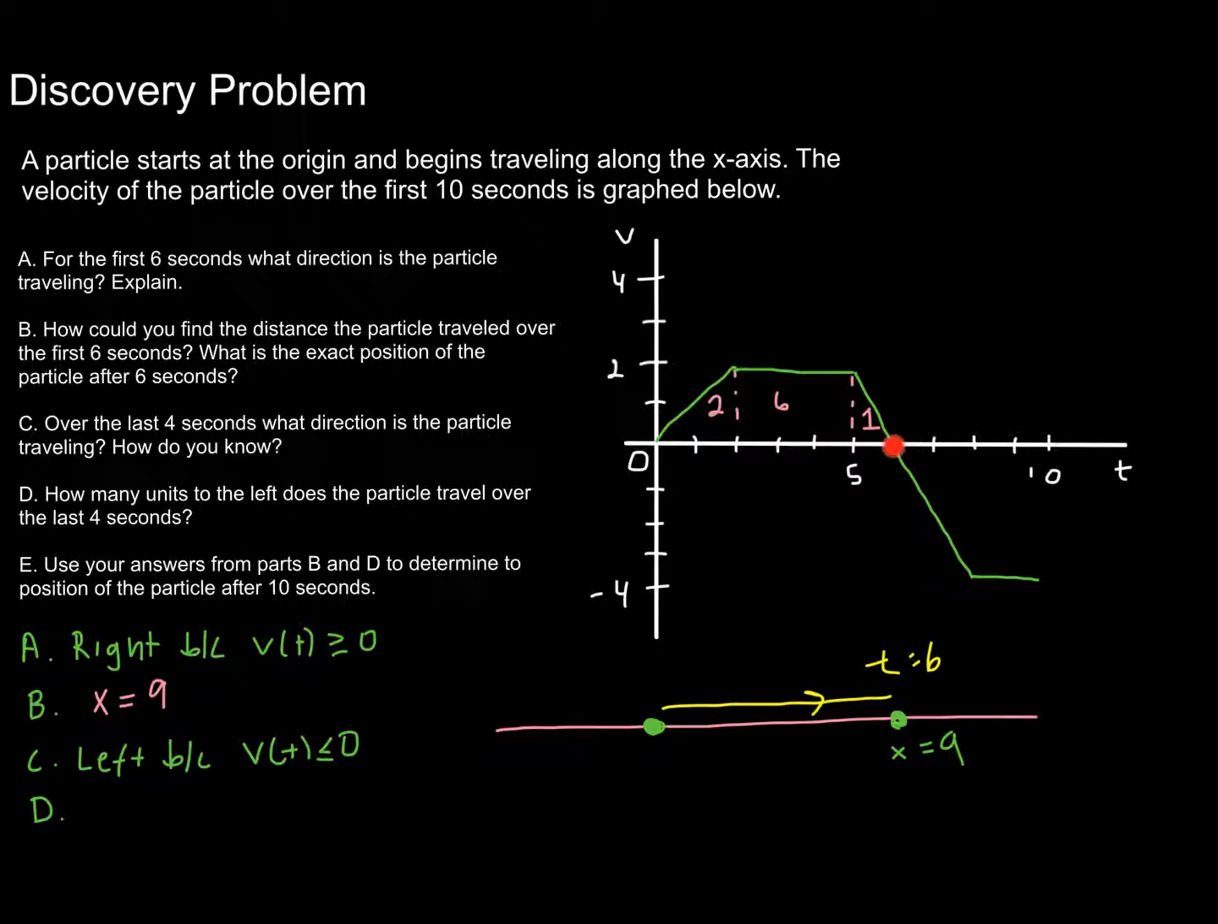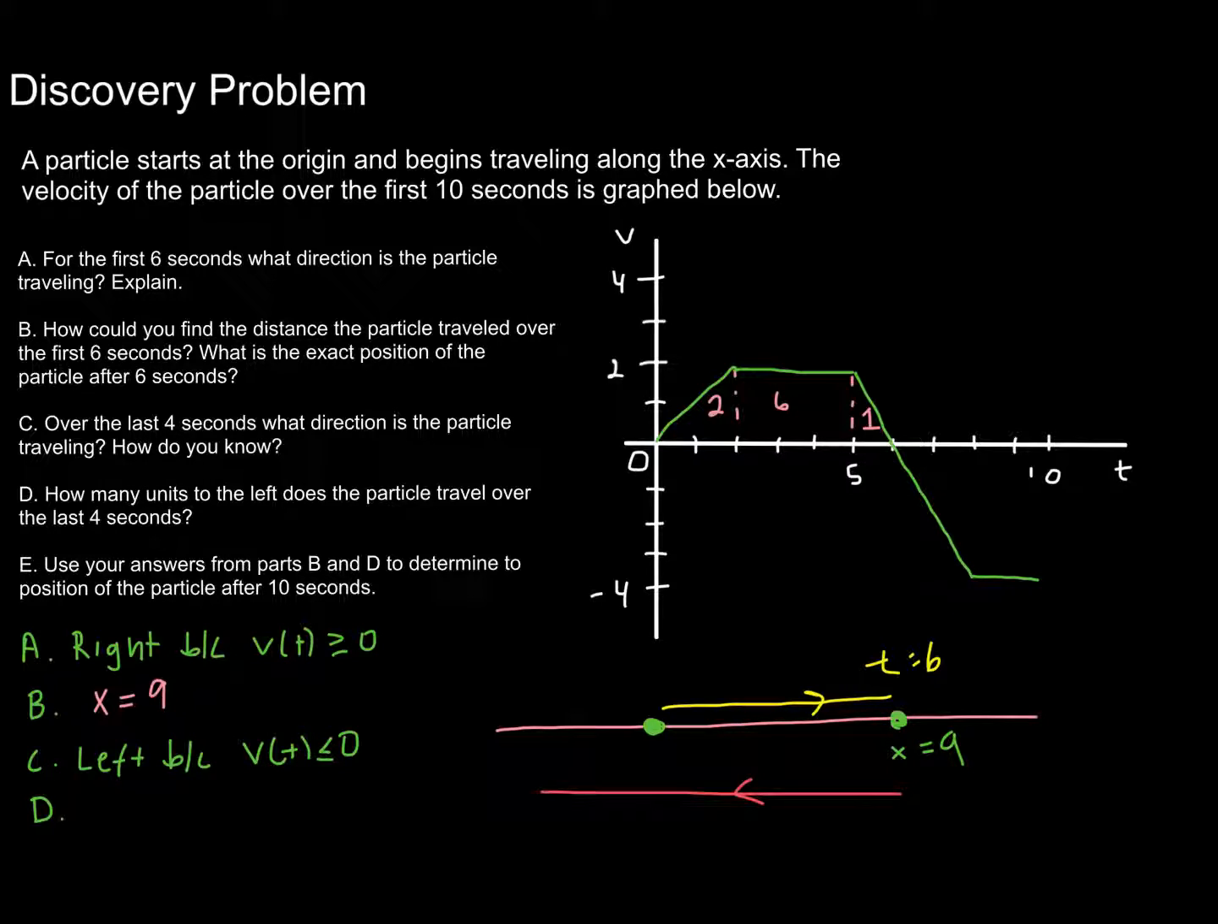But at that point, there's a switch. All of a sudden, the velocity becomes negative. And so that means that my particle is switching direction. Instead of moving to the right, it's now moving to the left. And I've illustrated that here in the diagram. The question that we really want to answer, though, is exactly how many units to the left is the particle going to travel over these last 4 seconds.